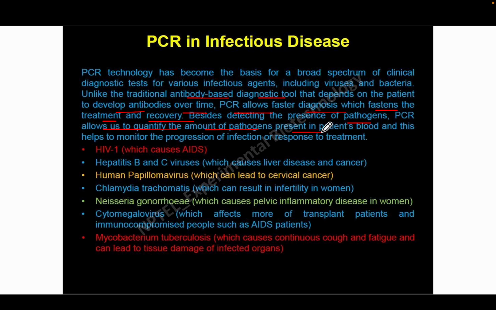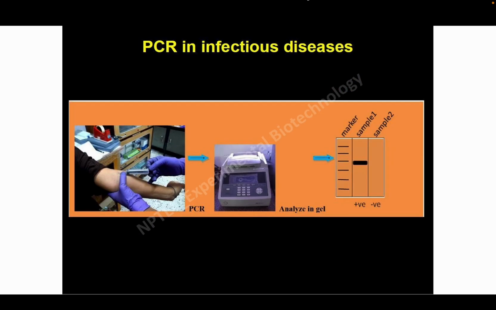So if your specific pathogen is there, it will be amplified. From there you will be able to detect HIV-1, which causes AIDS, hepatitis B and C, human papillomavirus, chlamydia, Neisseria, cytomegalovirus. All these pathogens you will be able to detect. PCR in infectious disease: you will collect your blood, then do PCR and analyze in gel.